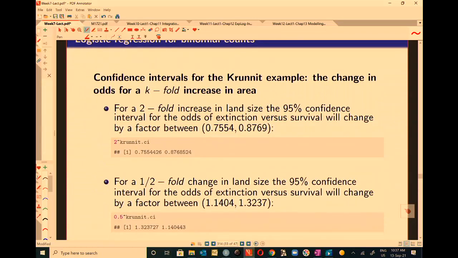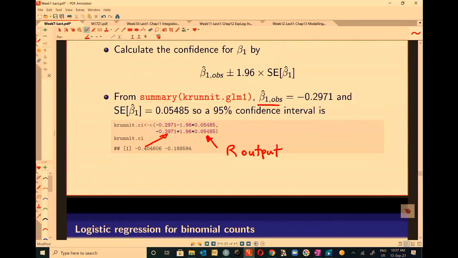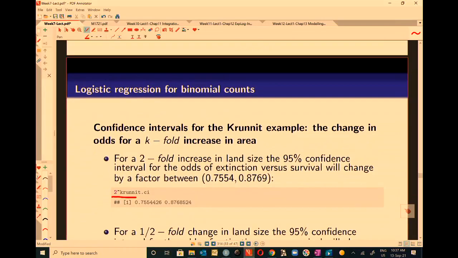If we look at a k-fold increase, a two-fold increase here, what happens is it becomes 2 to the power of beta. So 2 to the power of beta in this case, if you want to transform the confidence interval to find what happens if you double the area, what happens to the odds ratio? The odds ratio is going to be transformed in the same way. So it's 2 to the odds ratio we had before. And the calculation for the confidence interval we had before, saved in this object, changes by the same amount here.